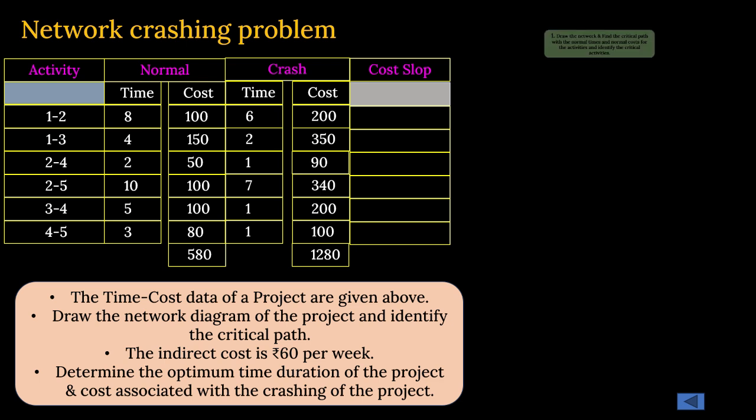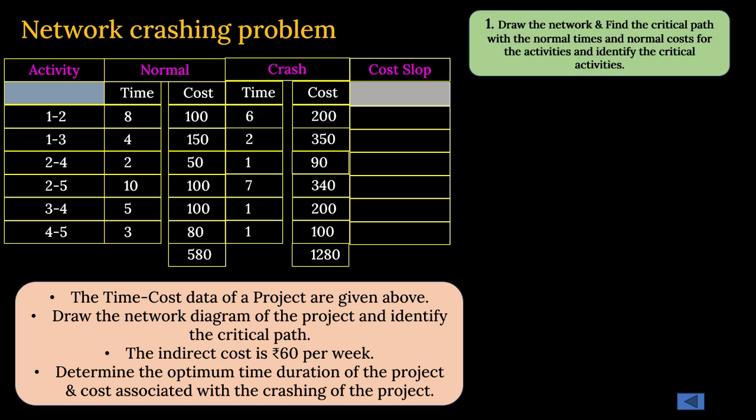So the first thing we are going to do is draw the network and find the critical path with normal times and normal cost for the activities, and identify the critical activities. That is the first part. Whenever the chart is given to you, you first have to draw the network. That will be one part of the question, and depending on that, we will find out the critical activities. So let us do that.